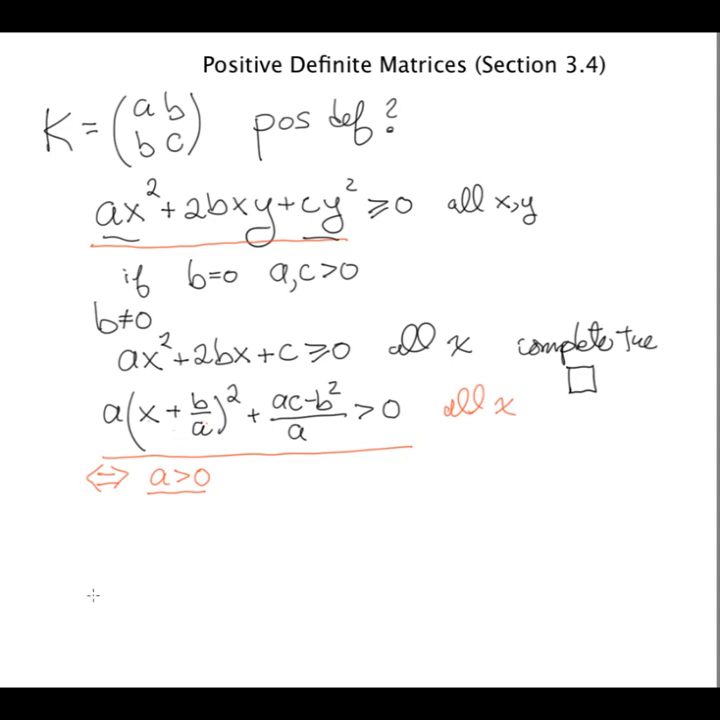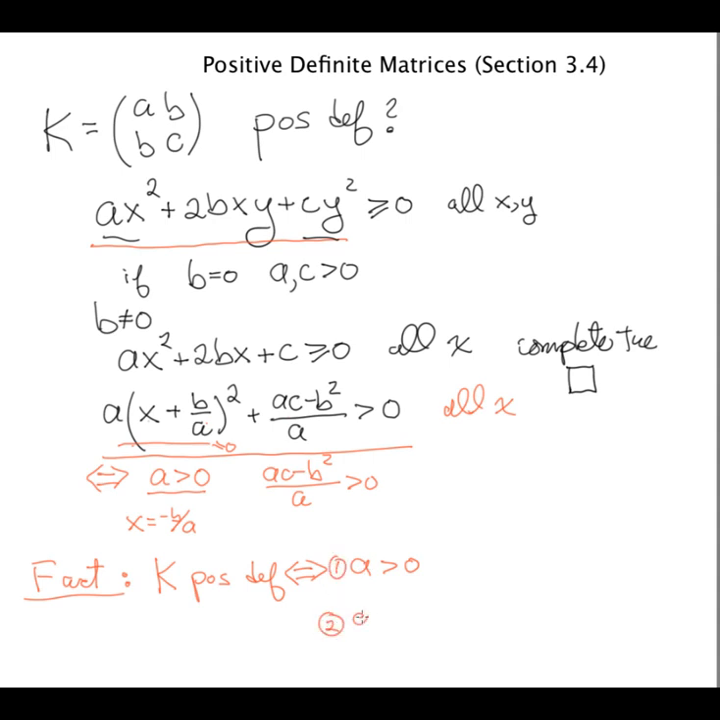Another condition is, if you take x equal to minus b over a, then this term is equal to 0, and so you'd also better have ac minus b squared over a greater than 0. Let me summarize that. K is positive definite if and only if a is bigger than 0, and secondly, ac minus b squared is greater than 0. Here I don't need to divide by a because a is positive, so you can get rid of the a. So that's the condition for a 2 by 2 matrix to be positive definite.